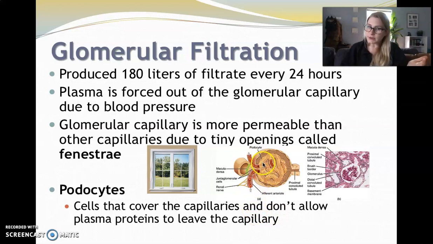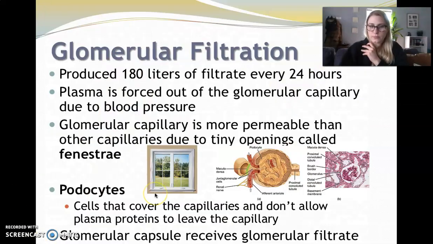The little guys called podocytes, these are cells that look like feet. I don't know. But they cover the capillaries so that the plasma proteins can't leave. We don't want our albumin, our globulins, or our fibrinogen to leave and be filtered out because our body makes a lot of that and works hard to keep it there. So the podocytes make sure that the only thing that is small enough to get through is the plasma itself.